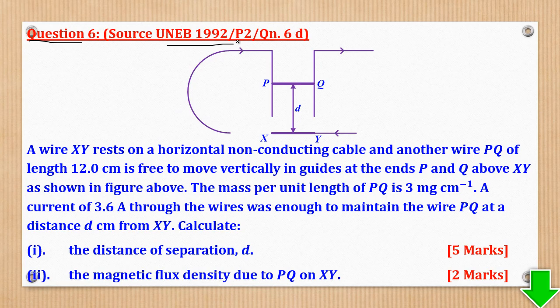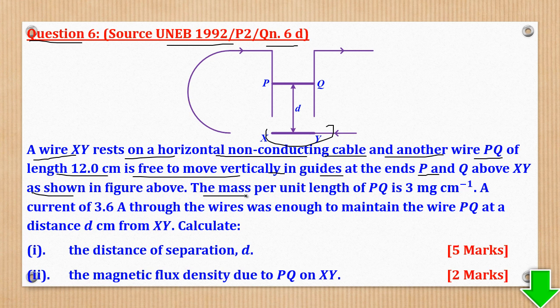So question 6 came from UNEB 1992, paper 2, question 6D, and it says a wire XY rests on a horizontal non-conducting cable, which is this, and another wire PQ of length this is free to move vertically in guides at the ends P and Q, can move either up and down above XY as shown in the figure. The mass per unit length of PQ is this. A current of 3.6 amperes through the wires was enough to maintain PQ at a distance of d centimeters from XY. Calculate (i) the distance of separation d, and (ii) the magnetic flux density due to PQ on XY.